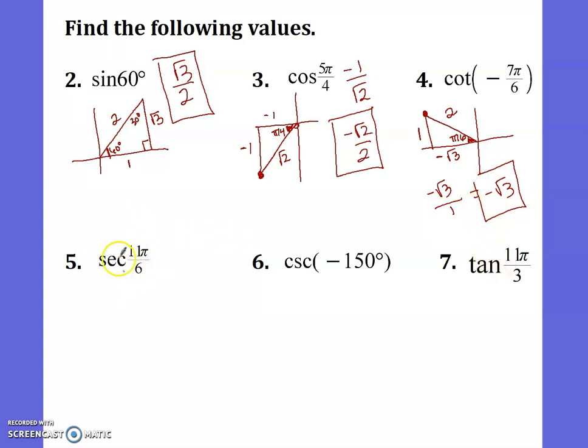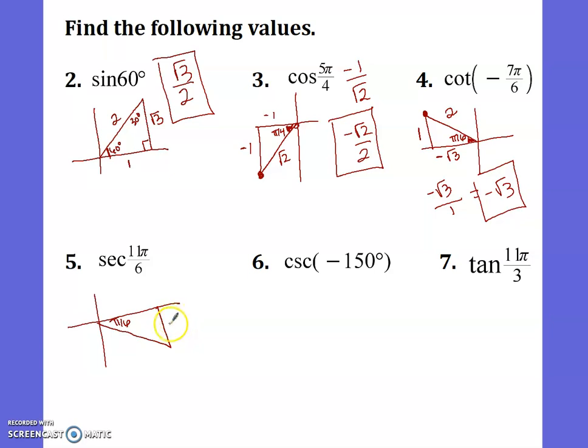Now for number 5, we have 11 pi over 6. Okay, so you always worry about the angle first, graph it, then figure out your ratio. So secant of 11 pi over 6, this is 1 and 5/6. So this is 1 pi, 5/6 more is going to push me past the y-axis into the fourth quadrant. Then I'm always going to close my triangle to the x-axis. My reference angle, again, is going to be a pi over 6, so 30 degrees.